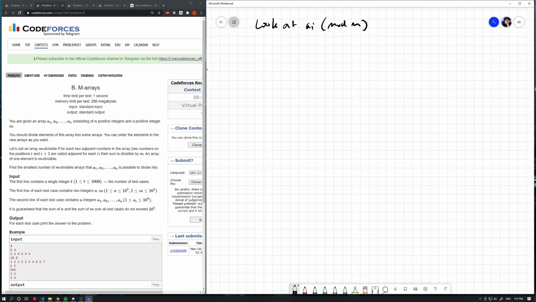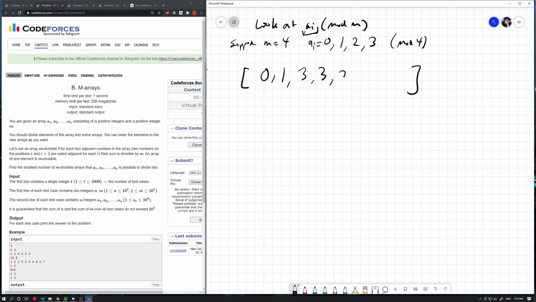Right. So let's just suppose m is 4, right? So what can this ai value be? ai can either be 0, 1, 2, or 3 mod 4, right?